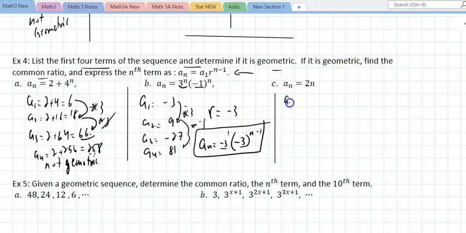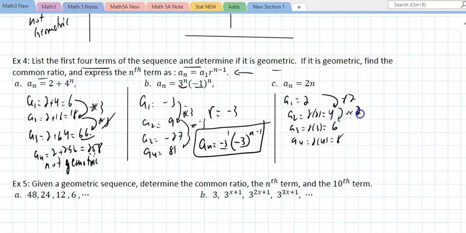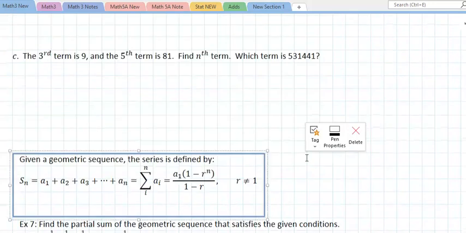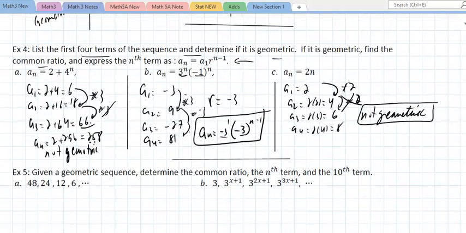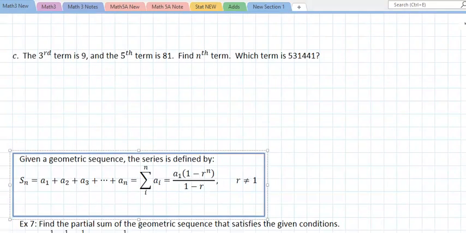How about here? A sub 1, 2 times 1 is 2. A sub 2, 2 times 2, that is 4. A sub 3, 2 times 3, that is 6. A sub 4, that is 2 times 4, that's 8. Multiply by 2, that works for the first, but multiply by 2 doesn't give you a 6. So that doesn't work, so this is not geometric. Again, these are the even numbers, and you're not multiplying by the same amount every time. You're adding 2 every time, yes.